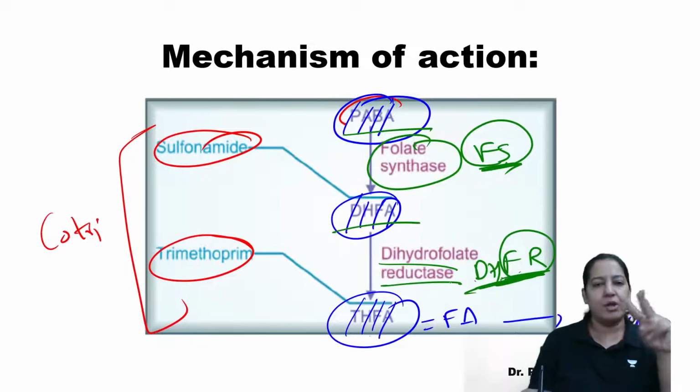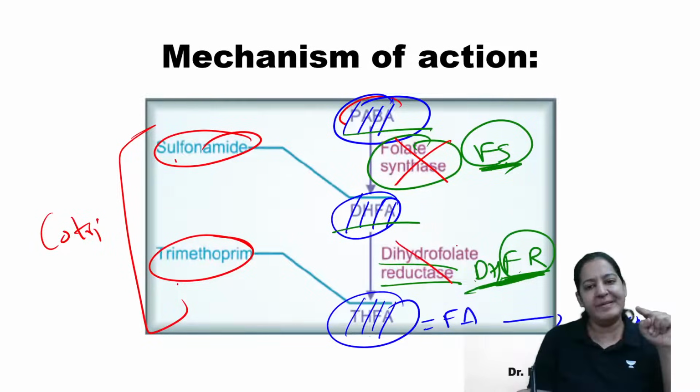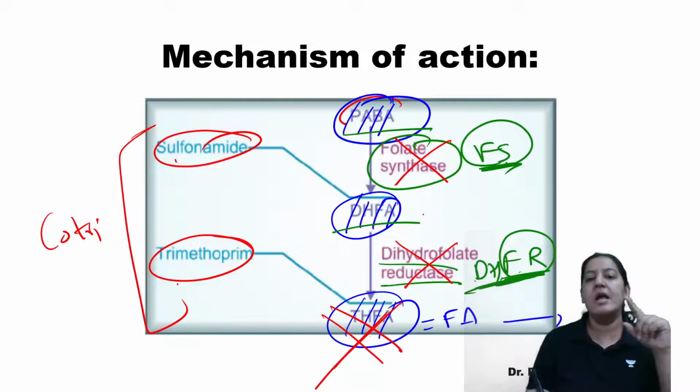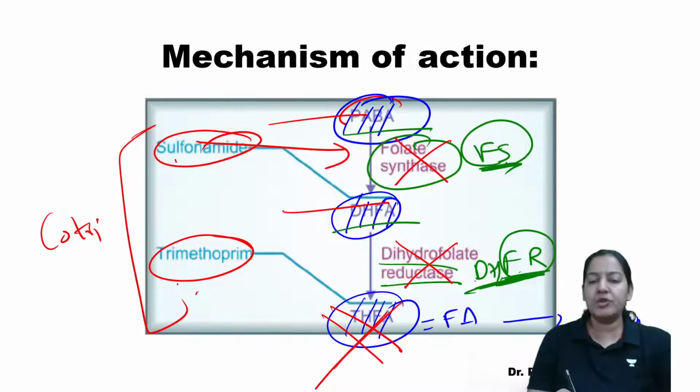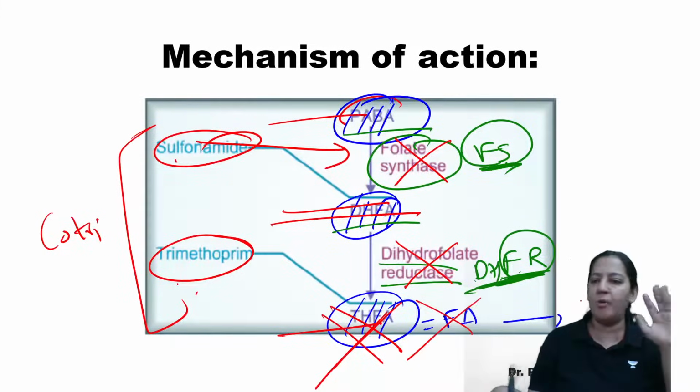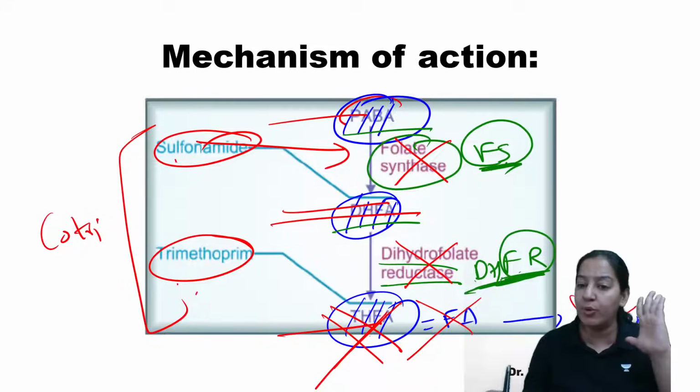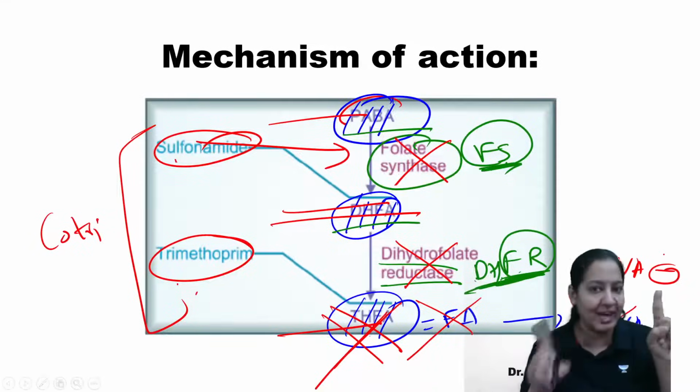So dihydrofolate reductase. Now the two drugs. The first drug is sulfonamide. It inhibits the first enzyme. The second drug, trimethoprim, inhibits the second enzyme. So ultimately, both of them are inhibiting tetrahydrofolate synthesis. Sulfonamide inhibits the conversion of PABA to DHFA, and trimethoprim inhibits the conversion of DHFA to THFA. Ultimately, THFA is not formed, DNA is not formed. Both of them are nucleic acid synthesis inhibitors, but indirect ones.